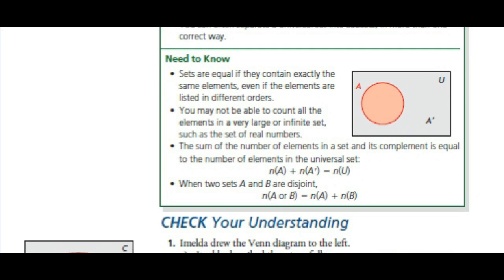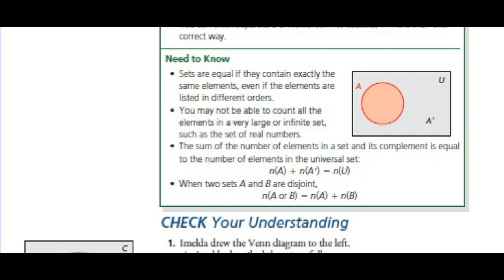Need to know, sets are equal if they contain exactly the same elements. Okay, so if they're equal sets, they got to be exactly identical. Even if the elements are listed in different orders. So for example, the set 1, 2, 3 and the set 3, 2, 1 are equal sets. You may not be able to count all the elements in a very large or infinite set. Well, very large could be difficult to count, and an infinite set could be impossible to count because it's infinite, such as the set of real numbers.